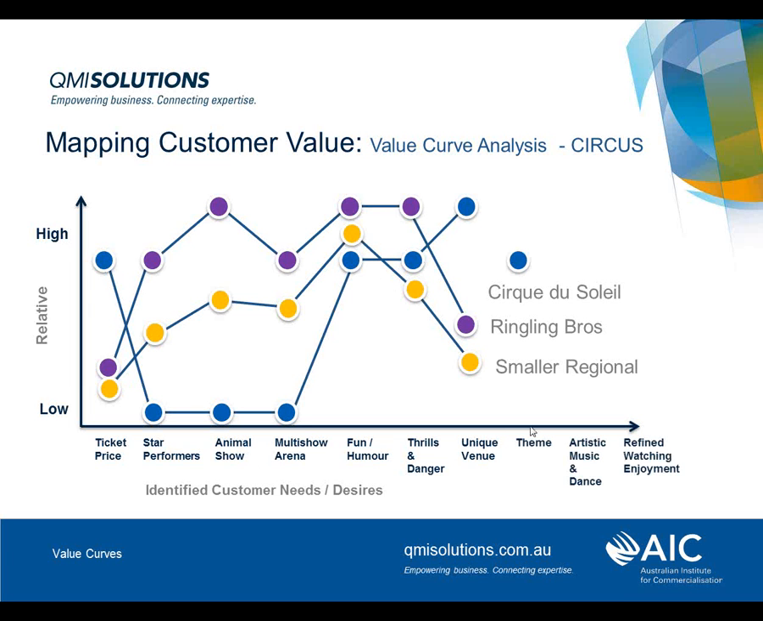So what they did is they added some extra dimensions on the identified customer needs and desires, dimensions taken out of the theatre, the opera movement. So they added a theme, they added artistic music and dance, and they added refined watching enjoyment. So you weren't amongst the sawdust and animal droppings. It was actually a lot more refined. So they added additional features to differentiate themselves from the other competition for dollars in that marketplace. So they reinvented the circus. Can you reinvent your industry?